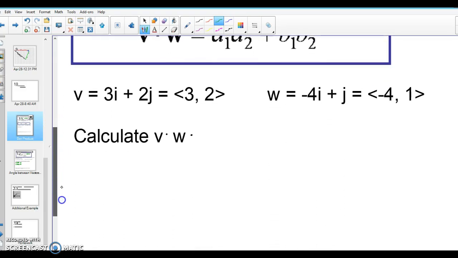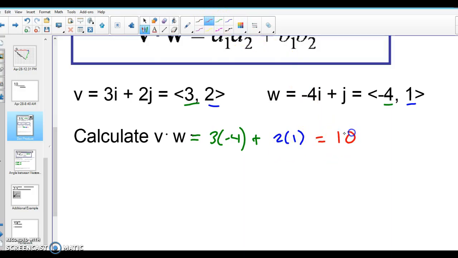So as an example, calculate V dot W. So I would have 3 times negative 4 plus 2 times 1. So you have negative 12 plus 2. You end up with a dot product value of 10.